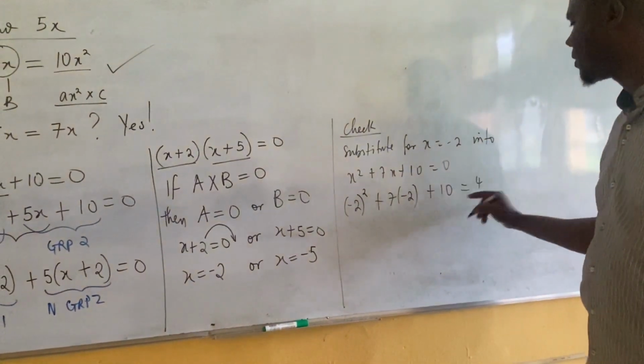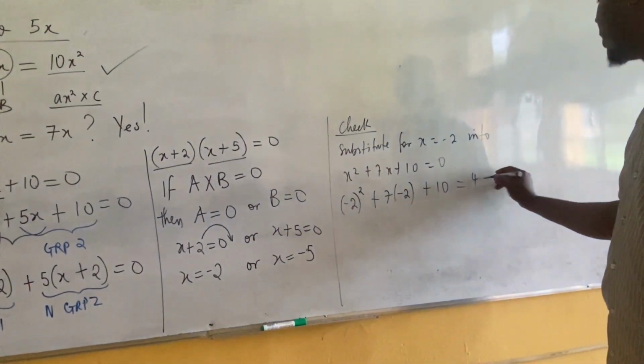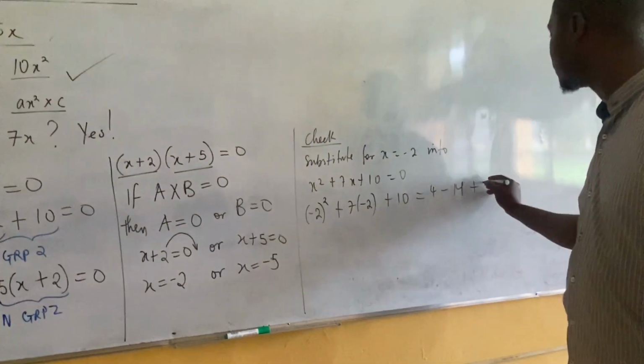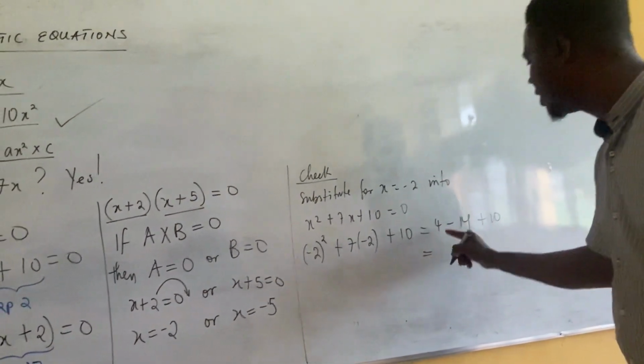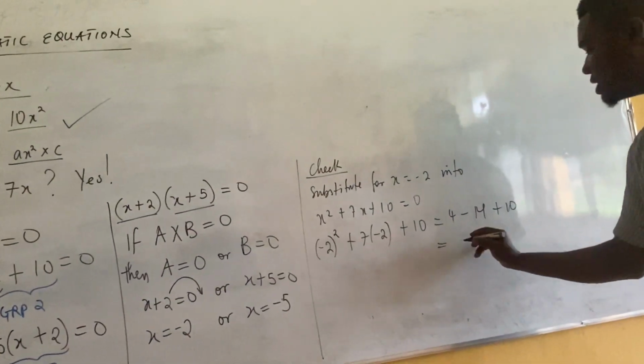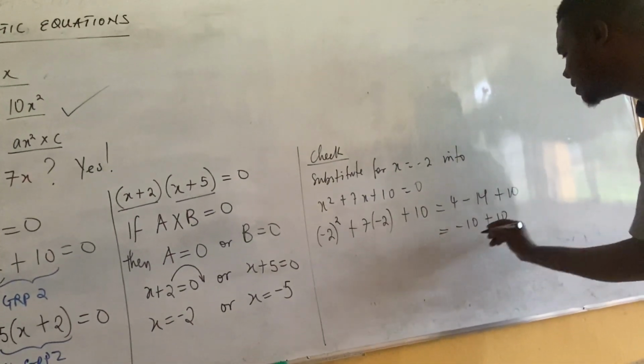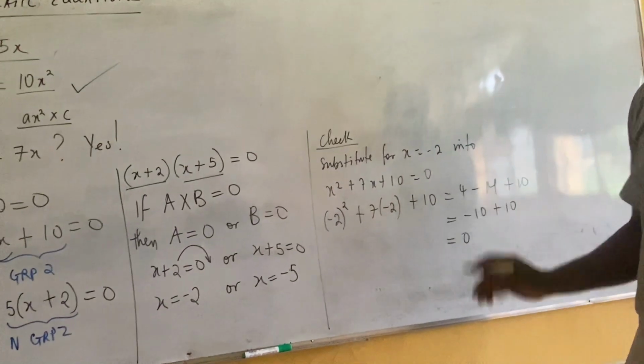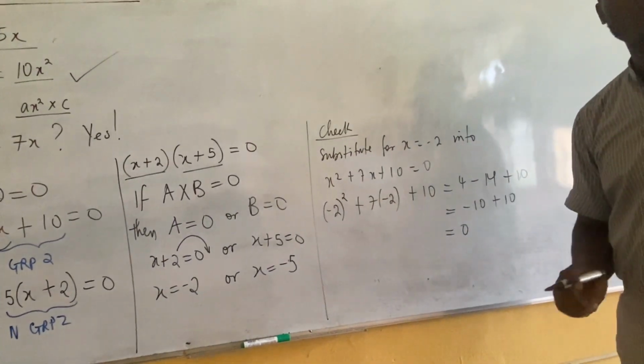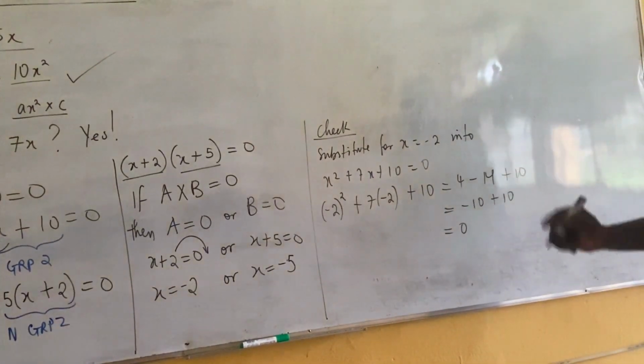Minus 2 squared is 4. 7 times minus 2 is minus 14, and then added to 10. This will give us 4 minus 14 is minus 10, added to 10, this gives 0. So it means that x equals minus 2 is indeed a root to this problem.